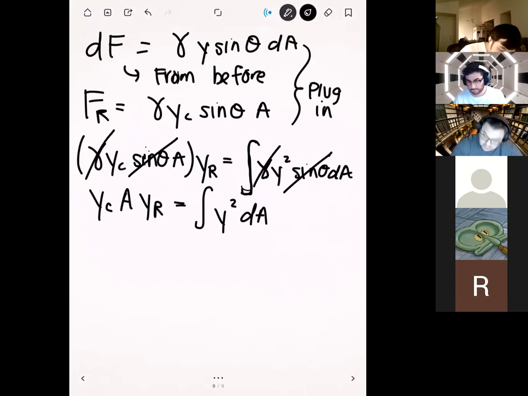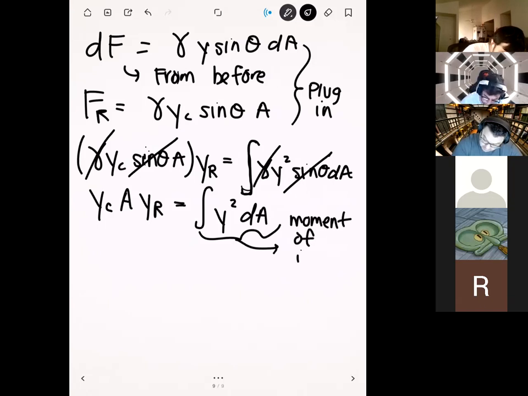Now that we have the expression in this form, we've isolated this integral of y squared dA. This is also a special integral. Remember we said that the integral of y dA was the formula for the centroid of the surface. This integral of y squared dA is also special, in that this is the moment of inertia of the surface.